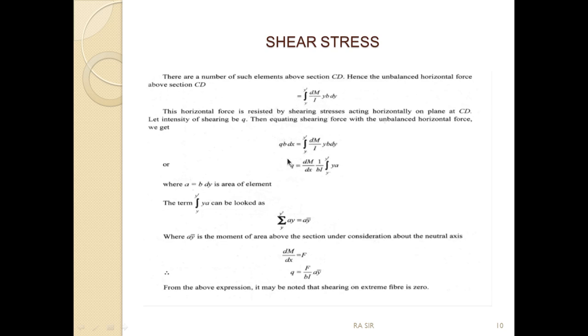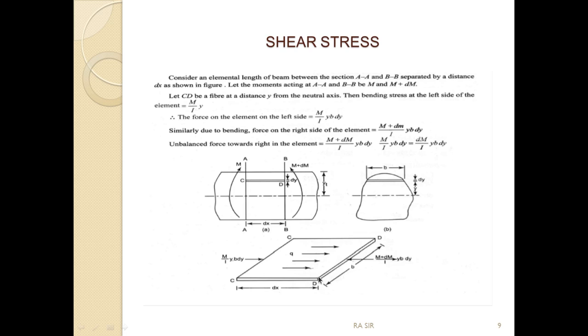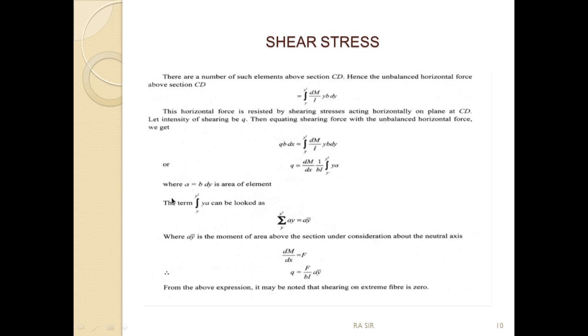This gives q equals dM by dx, 1 by bI, integration y to y dashed, y a. This y a is basically the moment of area. Why does this a come in? b dy, this thickness, is the area. So the term y a, from y to y dashed, can be taken as the moment of area that I have just mentioned, and which is about the centroidal axis.